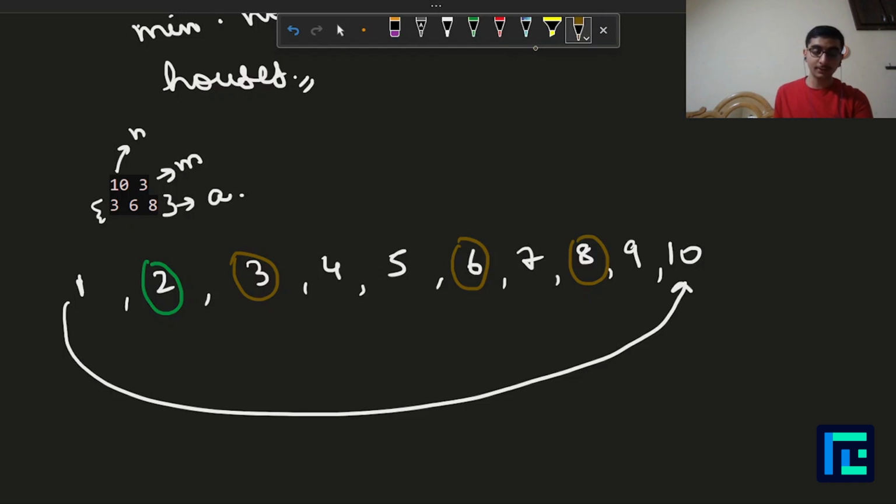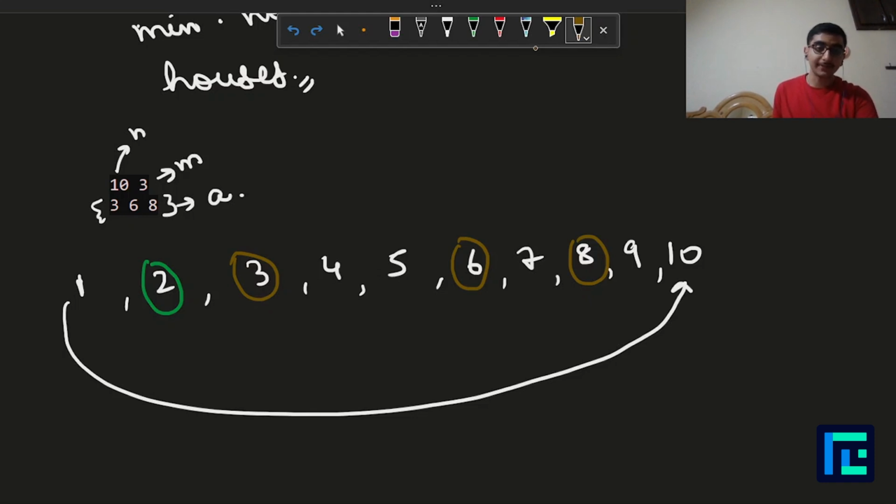So after Serno has protected the house number 2, the houses 4, 5, 7, and 9 will get infected. 4 because it has both neighbors who are already infected. Oh, sorry. 5 was not initially infected. So let me step back a bit. Yes, so this was the initial one. So it will be better if I explain it while drawing.